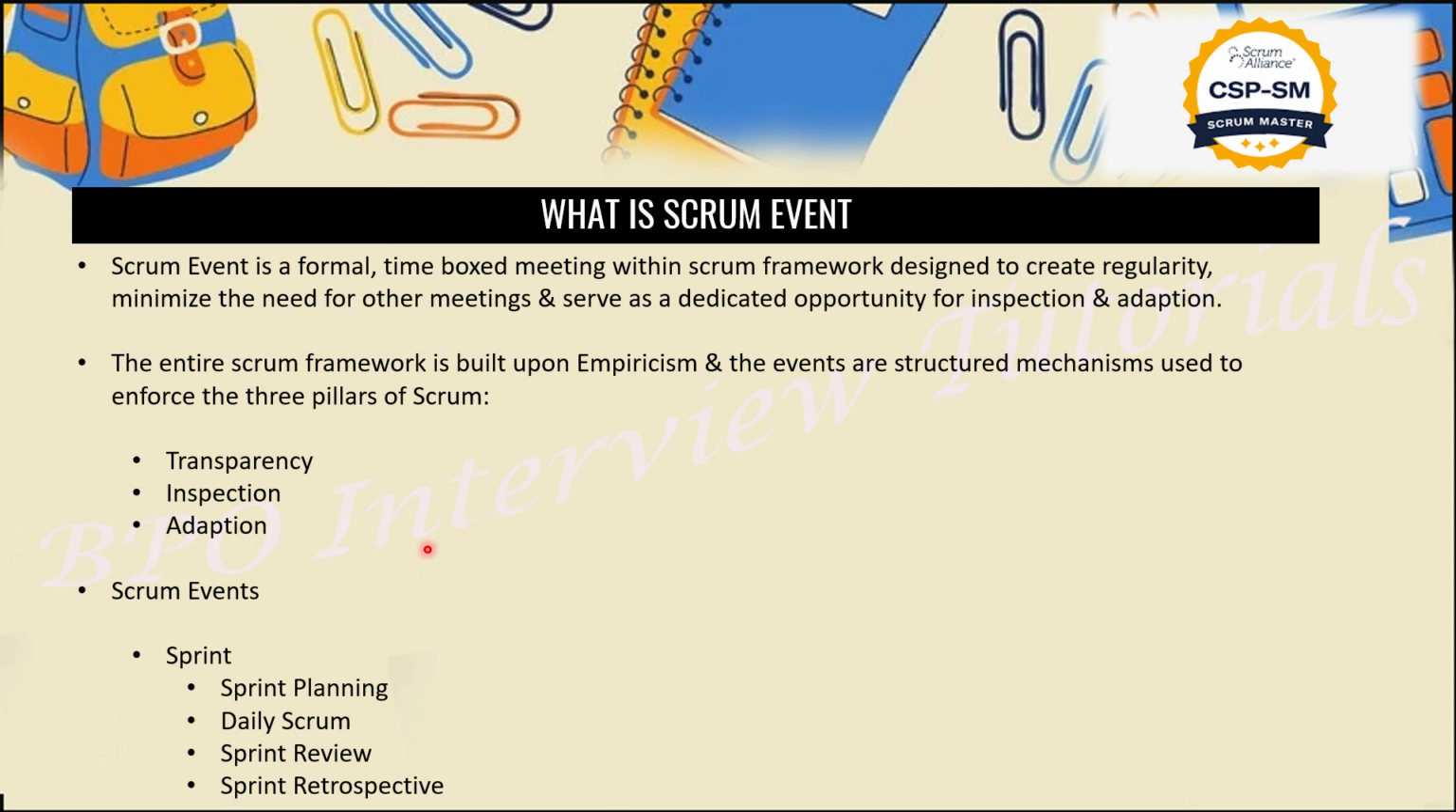Now we have a total of four types of events, I would say, but the main event here is the sprint. Counting that, there are five, okay. So it totally depends on how you want to count it. First we have the sprint, then sprint planning. Inside the sprint, we have sprint planning, daily scrum, sprint review, and sprint retrospective.